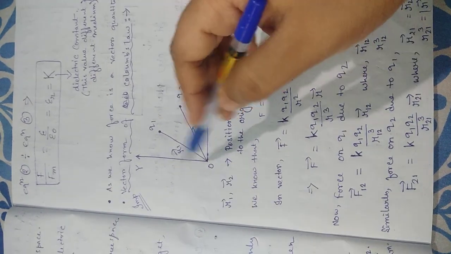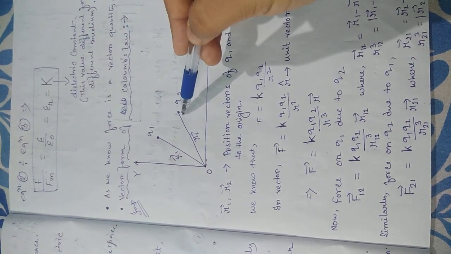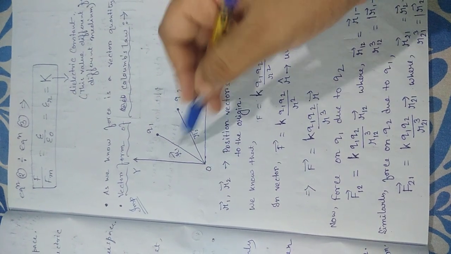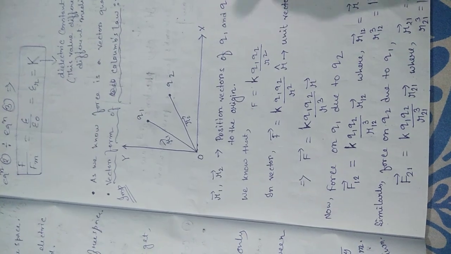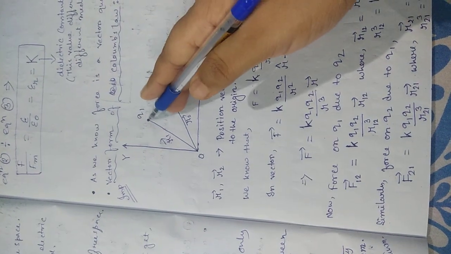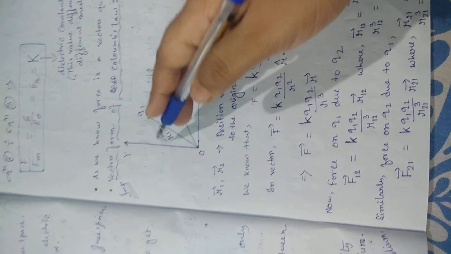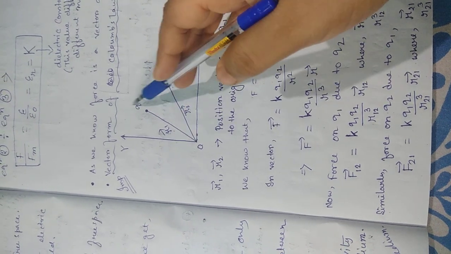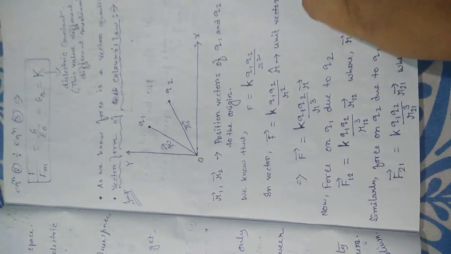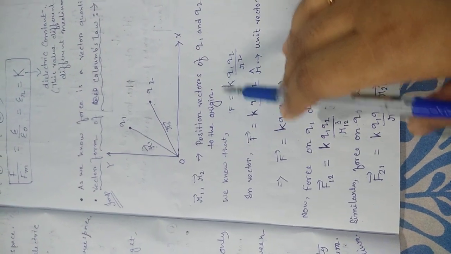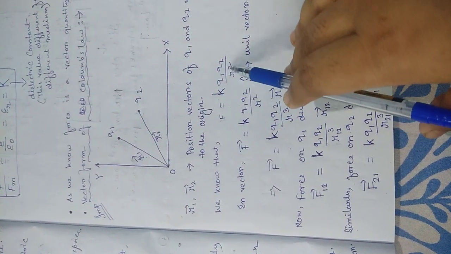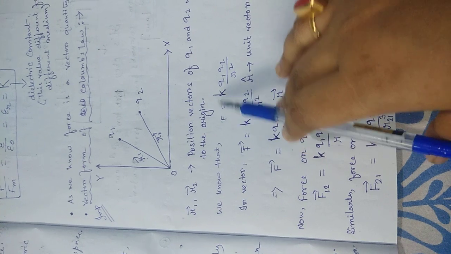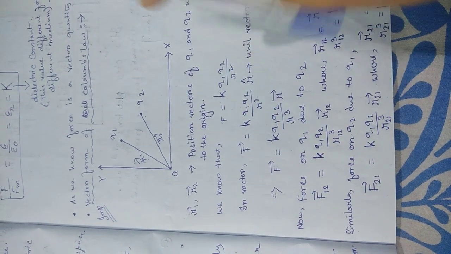Suppose this is the x-axis, this is the y-axis, and there are two charges q1 and q2. If we join a line from the origin, O is the origin, r1 and r2 are the position vectors. We also studied what a position vector is. If we join a point with the origin, that line represents the position vector of that charge. So r1 and r2 are the position vectors of q1 and q2. Now we know the simple equation F equals k q1 q2 by r square. In vector form, how do we write it? F is a vector quantity and r is a vector quantity. Charges are not vector quantities.